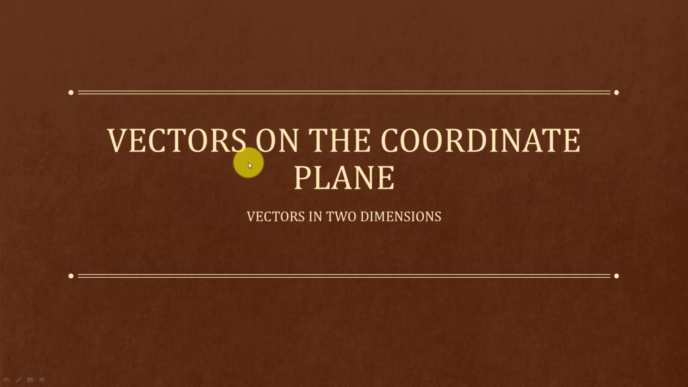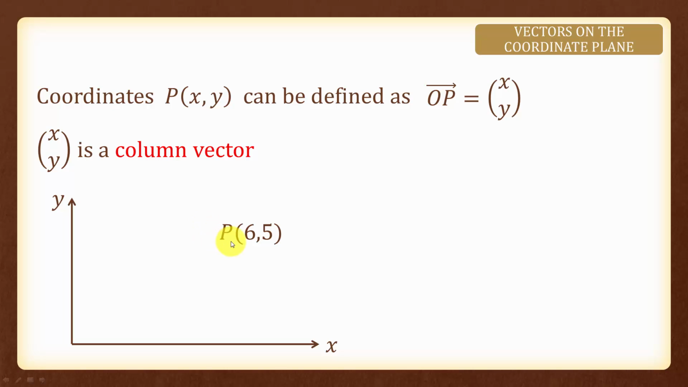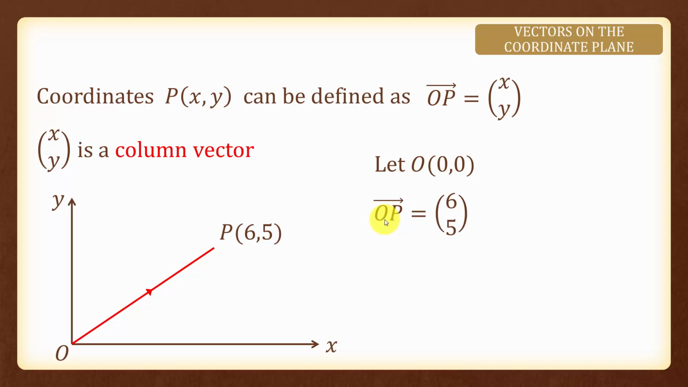In this topic, we are going to learn about vectors on the coordinates plane. The coordinates P can be defined as a position vector OP equals to column vector (x, y). We have an example here of coordinates P to be (6, 5), and the origin is (0, 0). Therefore, the position vector OP here can be written as column vector (6, 5), whereby 6 is the horizontal distance away from the origin and 5 is the vertical distance away from the origin.